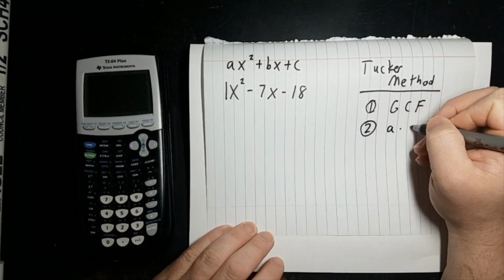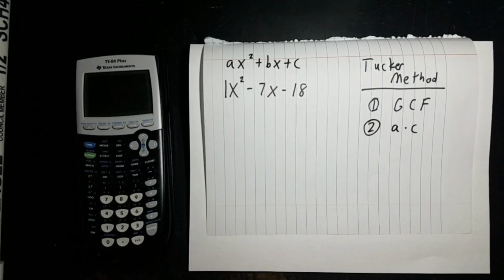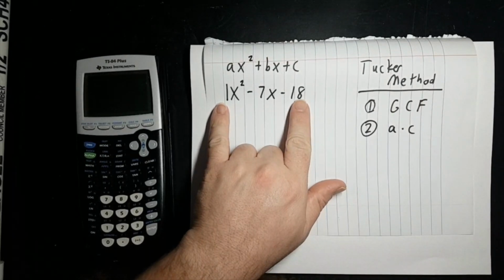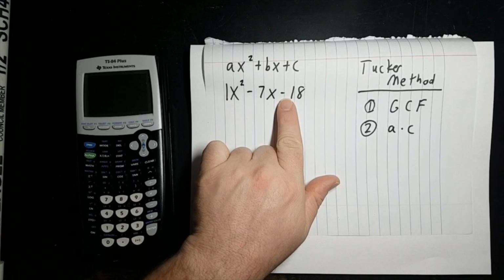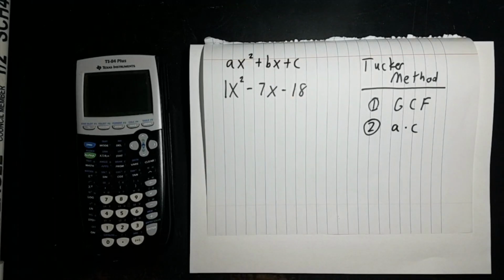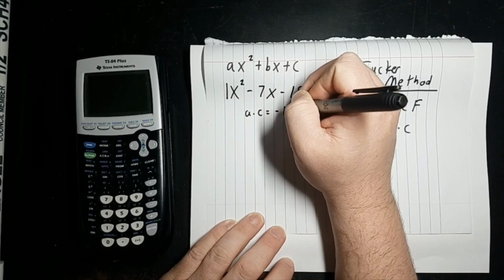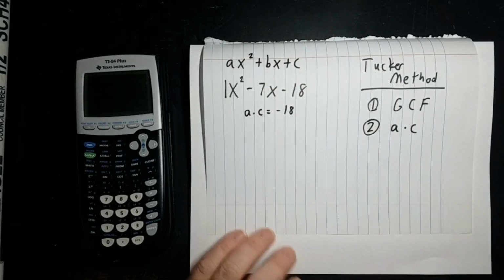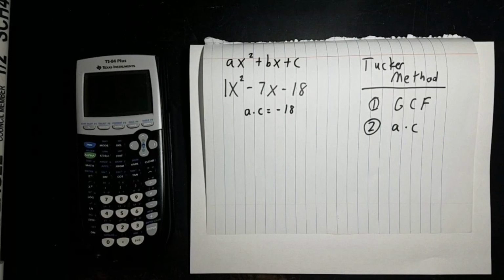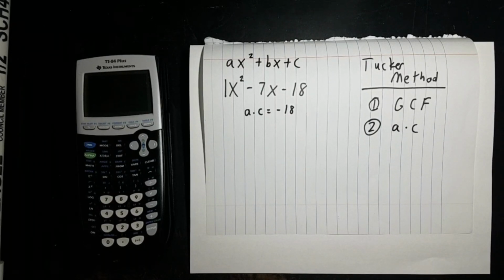Step 2 is to just simply multiply a times c. Now, a times c in this case, we do have a 1 and 18, but you got to realize that that is a negative 18. A times c will give us negative 18. Always make sure you are multiplying by the a. If that a is not a 1, you got to make sure you're doing it correctly.